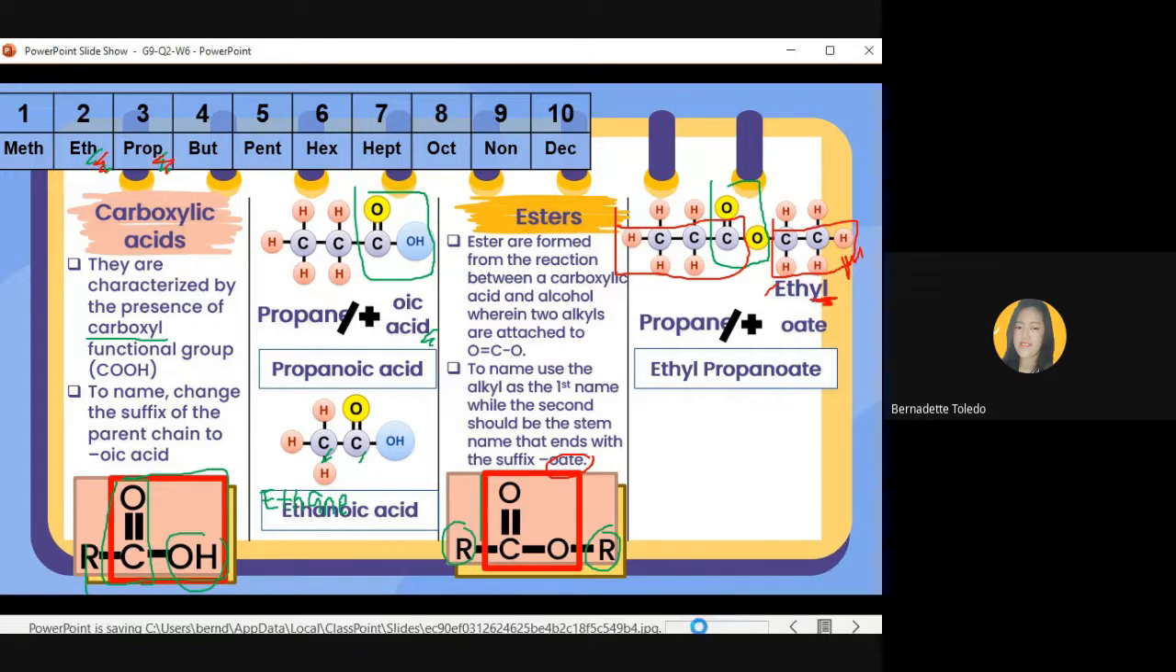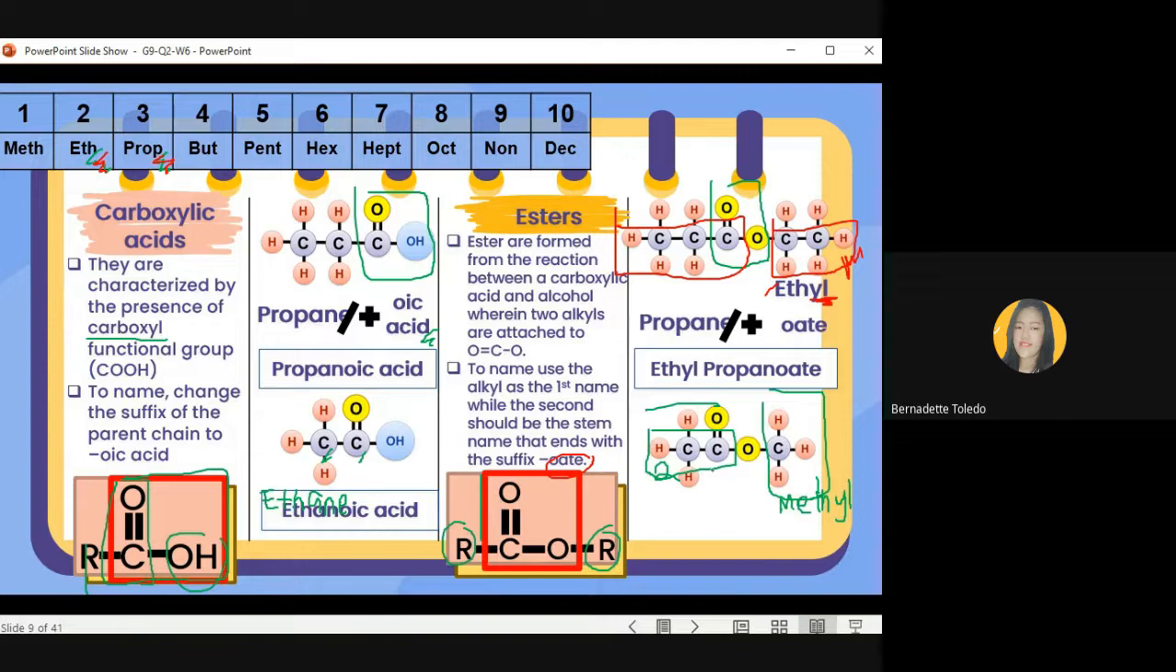Another example. Yan. So as you can see here, yung pinakamaiksing chain is this one. At ito yung pinakamahaba. Ayan. So this would be the second chain and this would be the first chain. First, identify the name of the first chain or the shorter chain. So we have here one carbon. So this would be methyl. Meth because we have only one carbon. And we will end it with YL because this is a branch chain.